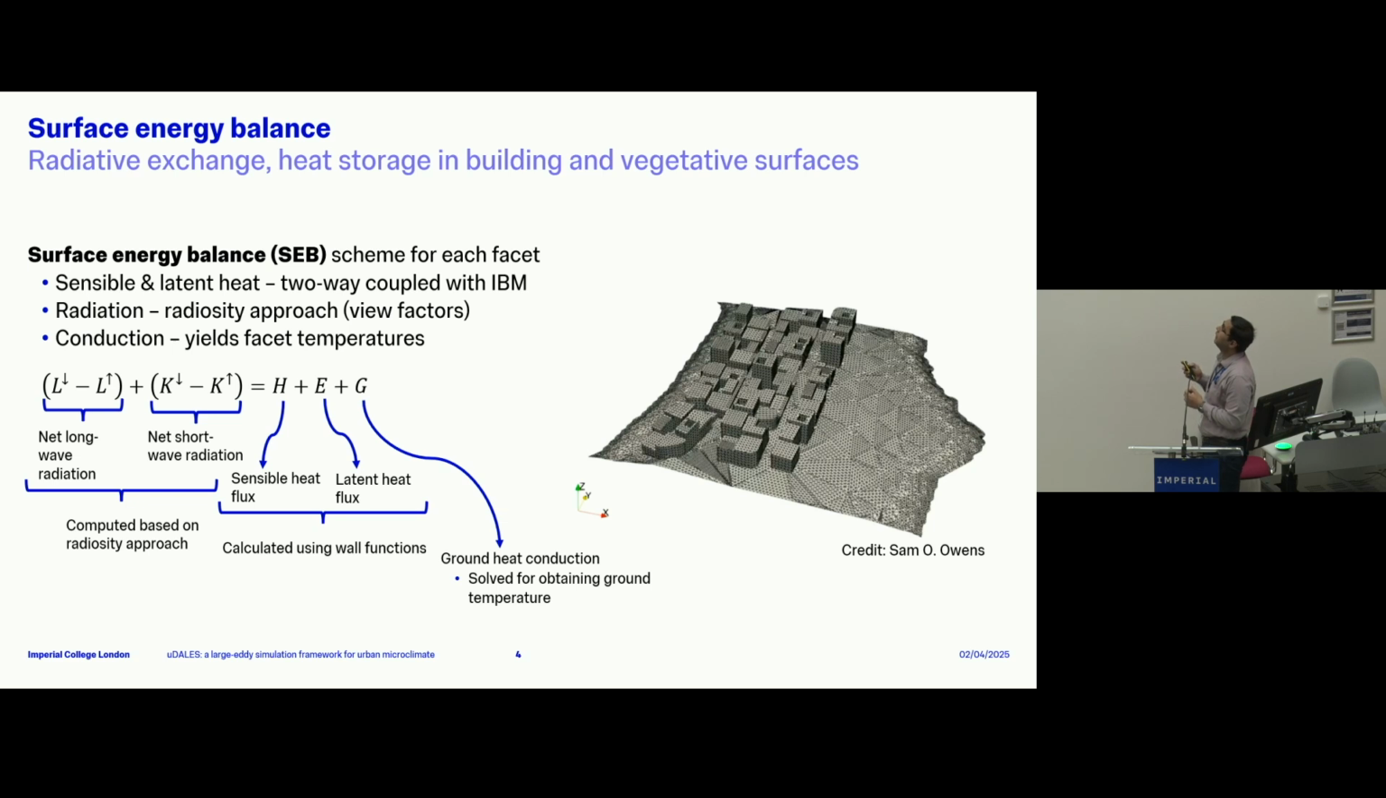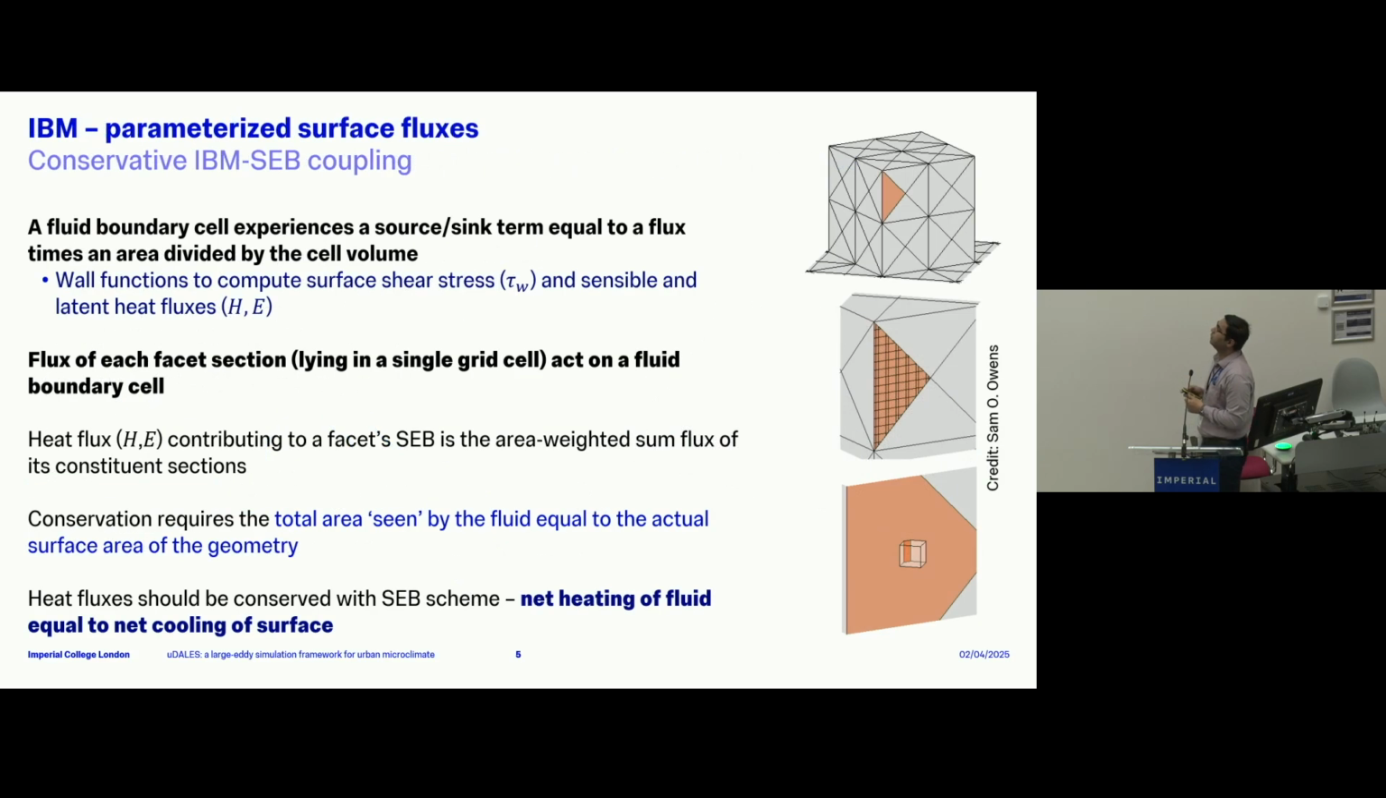Now, this surface energy balance model lets us evolve the facet temperature with time and get the appropriate temperature of the facets. This surface energy balance model is two-way coupled with the immersed boundary method. So how do we do it? First, we divide each of these triangular facets into small facet sections, and then we tag each small facet section with a particular fluid volume.